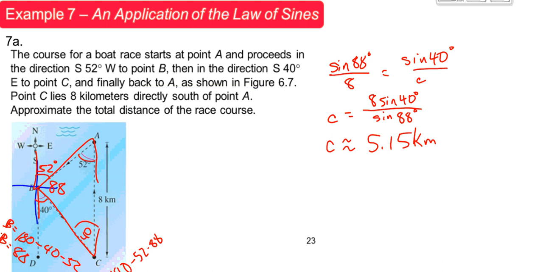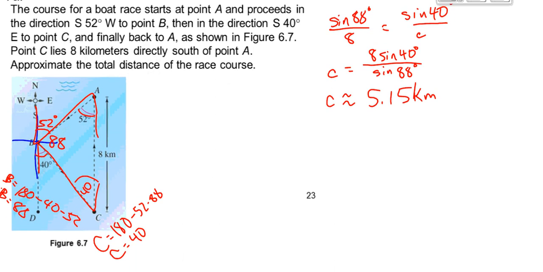We had just gotten the length of c, which is 5.15 kilometers. And we have all of the angles. We have that ratio that we need. So next I would find maybe the little side a.